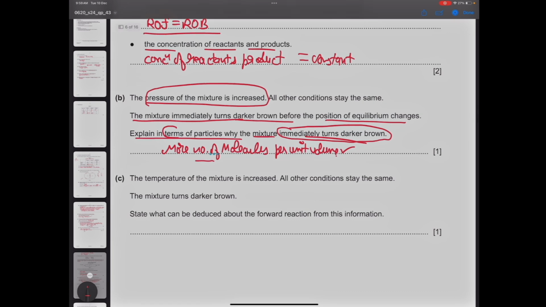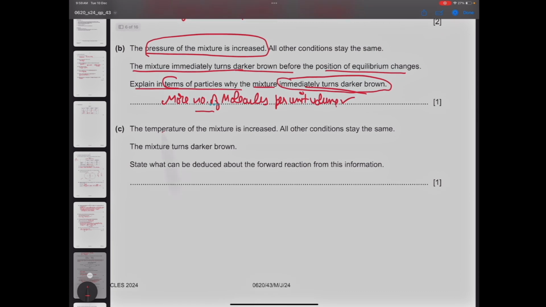Now, the temperature of the mixture is increased, all the other conditions stay the same, and the mixture turns darker brown. State what can be deduced about the forward reaction. Now, there can be a lot of answers for this question, but you have to specifically answer in response to the data given. They're telling you that when I'm increasing the temperature, a darker brown color is obtained.